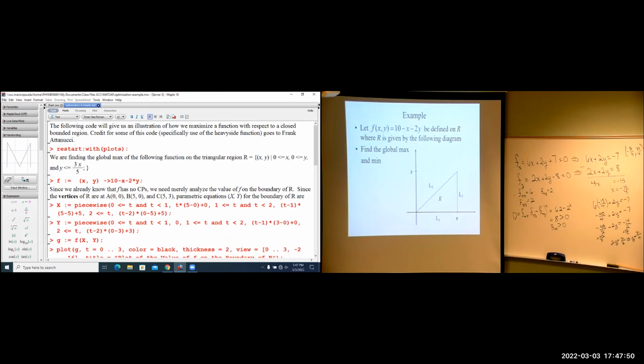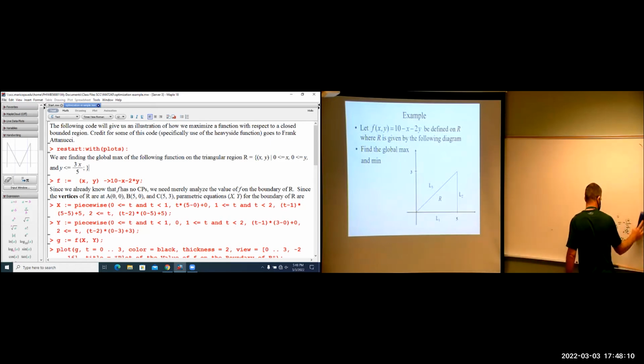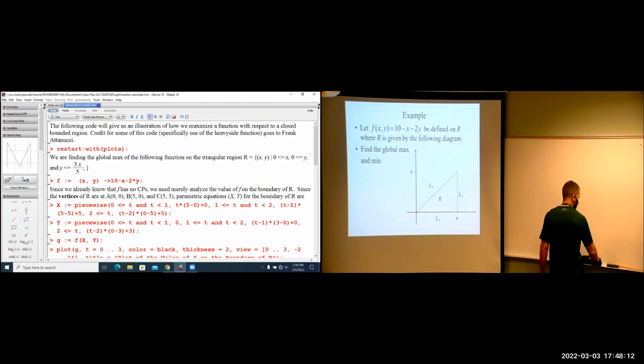There's a particular plot that I can only get to work in Maple. I can't do it in Calcplot 3D, and it's what's going on with this. So what we have is a plane, 10 minus x minus 2y, and then we have a region that is this triangle in the xy plane. First off, I just want to give you a visual of what we are looking at, and then we'll match it up later.